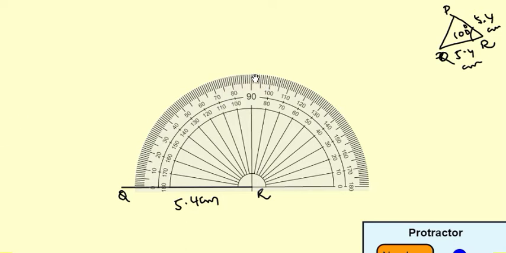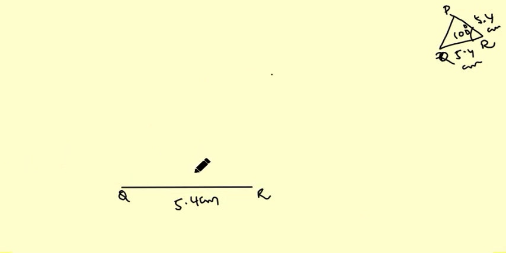So 100 degrees, it's a right angle 90, and now it is 110. Sorry, 100 degrees. So now remove the protractor and draw a ray RX through the point of 100 degrees. Now write ray RX. So now the length of R to P is 5.4 centimeter.